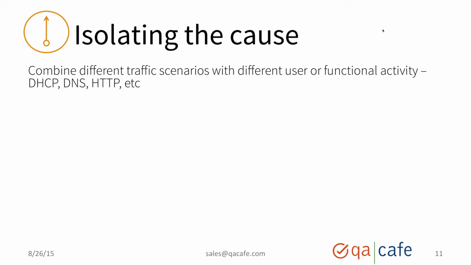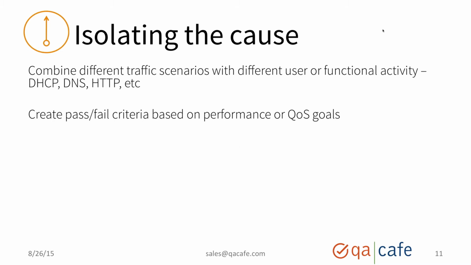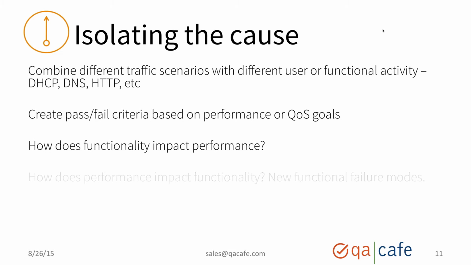And now you can see, does that functional area impact performance at all? You can create pass-fail criteria based on those performance goals or your QoS rules. Now you can start to answer these questions. Does my functionality impact performance at all? People want to know things, for example, if I run TR69, does that impact my performance? Well, now you can start to actually answer some of those questions.